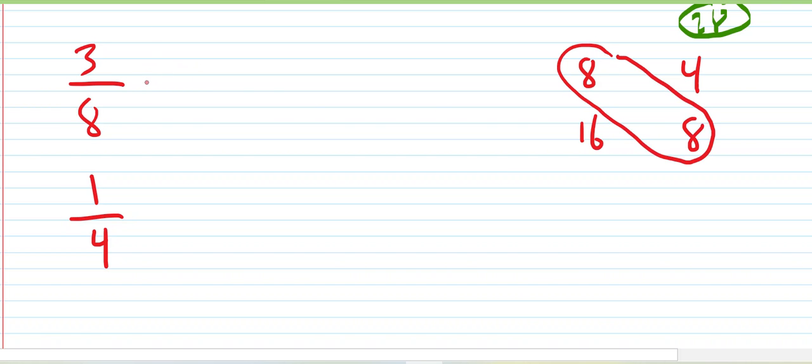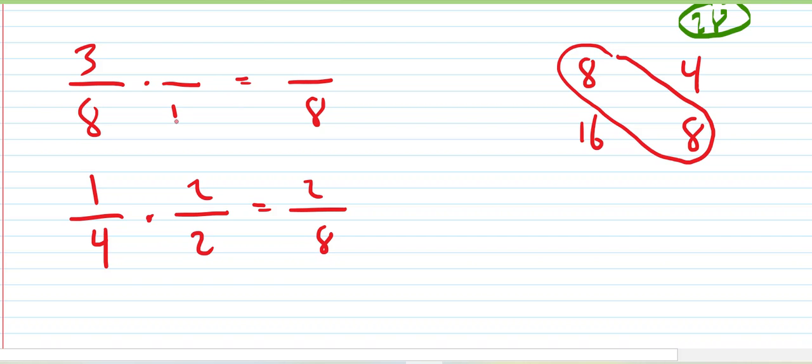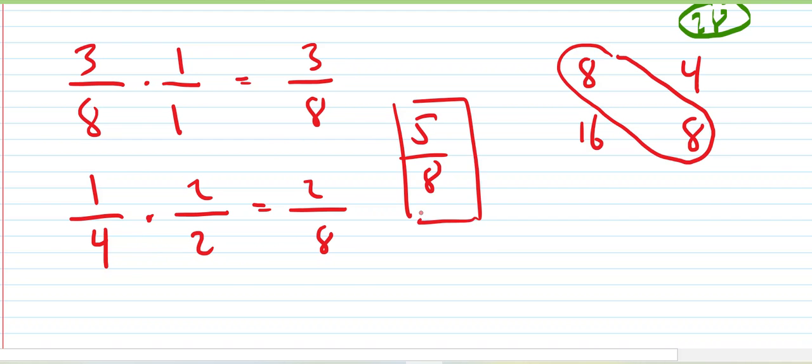So we're going to multiply this by something to get something with an 8 in the denominator. And this we're going to multiply by something to have an 8 in the denominator. Well, this would be 2 over 2, and this would simply be 1. 3 times 1 is 3, 8 times 1 is 8. 1 times 2 is 2, 4 times 2 is 8. We add the numerators together and we get 5 over 8.